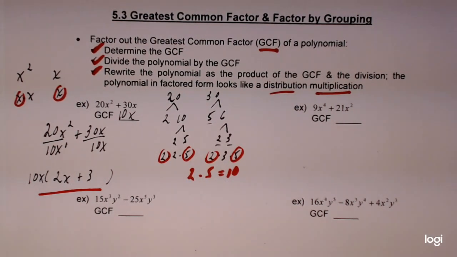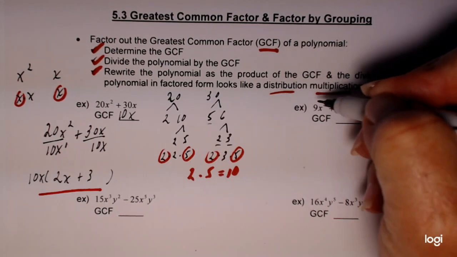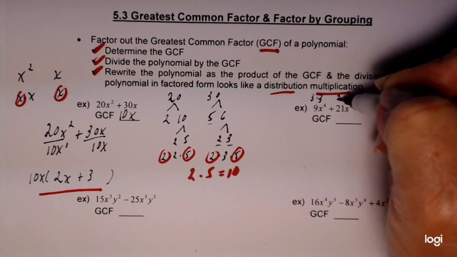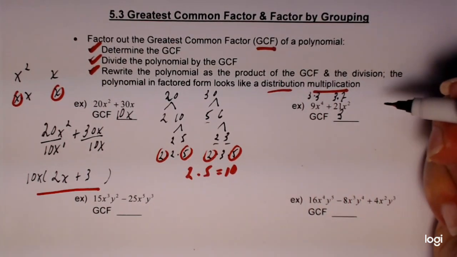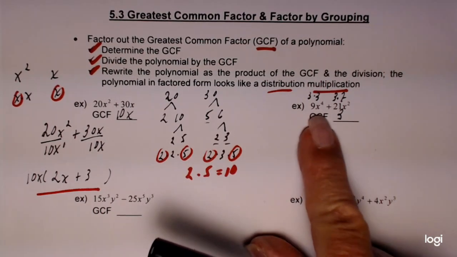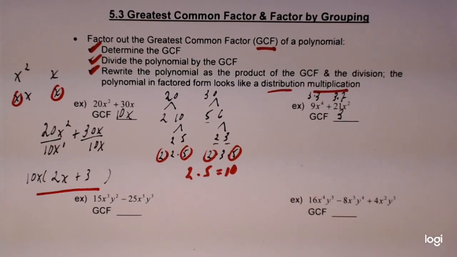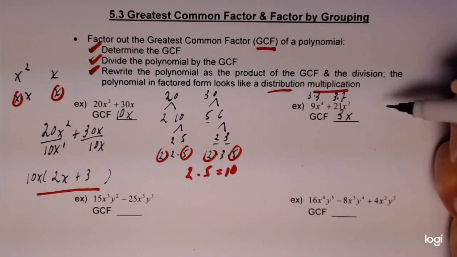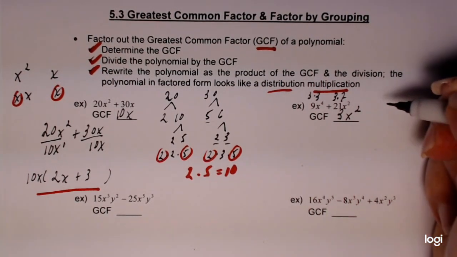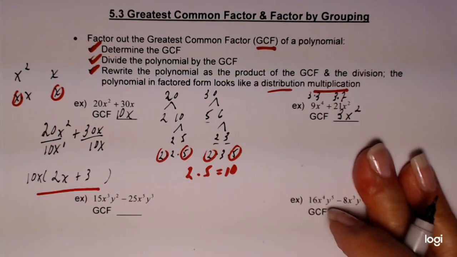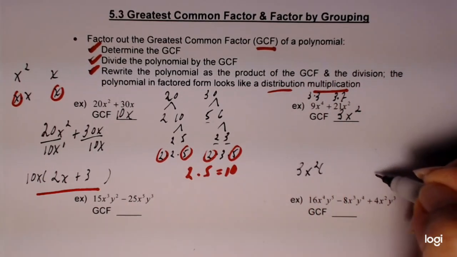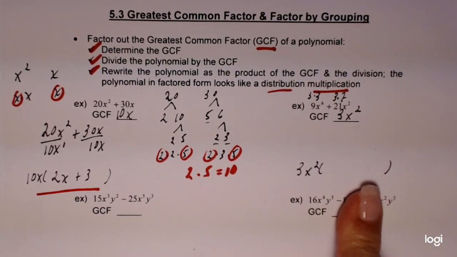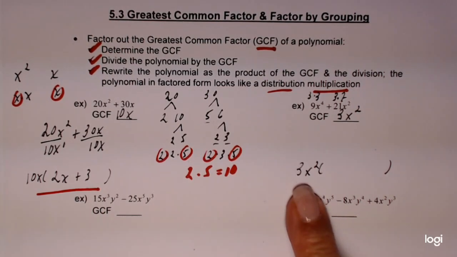Next one, we have 9 and 21. 9 is 3 times 3. 21 is 3 times 7. So the factor in common, and there's only one, is going to be the 3. Looking at our variables now, we have x to the 4 and x squared. So we're going to be able to factor out x's, and we're going to be able to factor out x squared. So there is our greatest common factor. Again, our answer is going to look like this distribution multiplication that I've written here, at least the beginning of it, with the GCF on the outside.